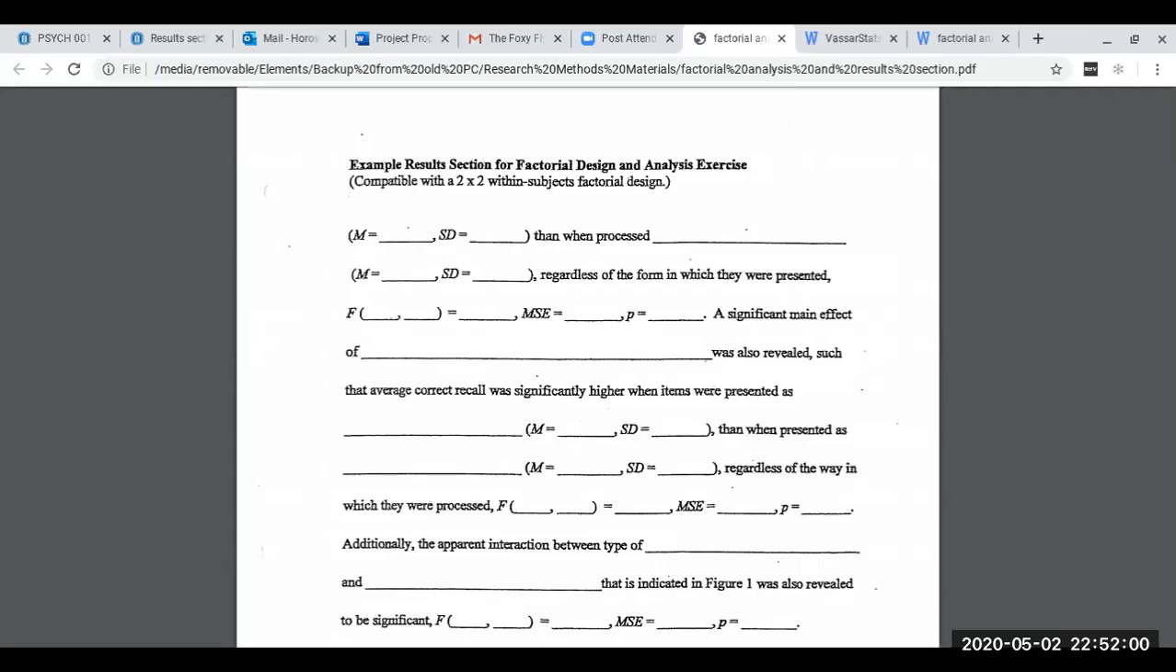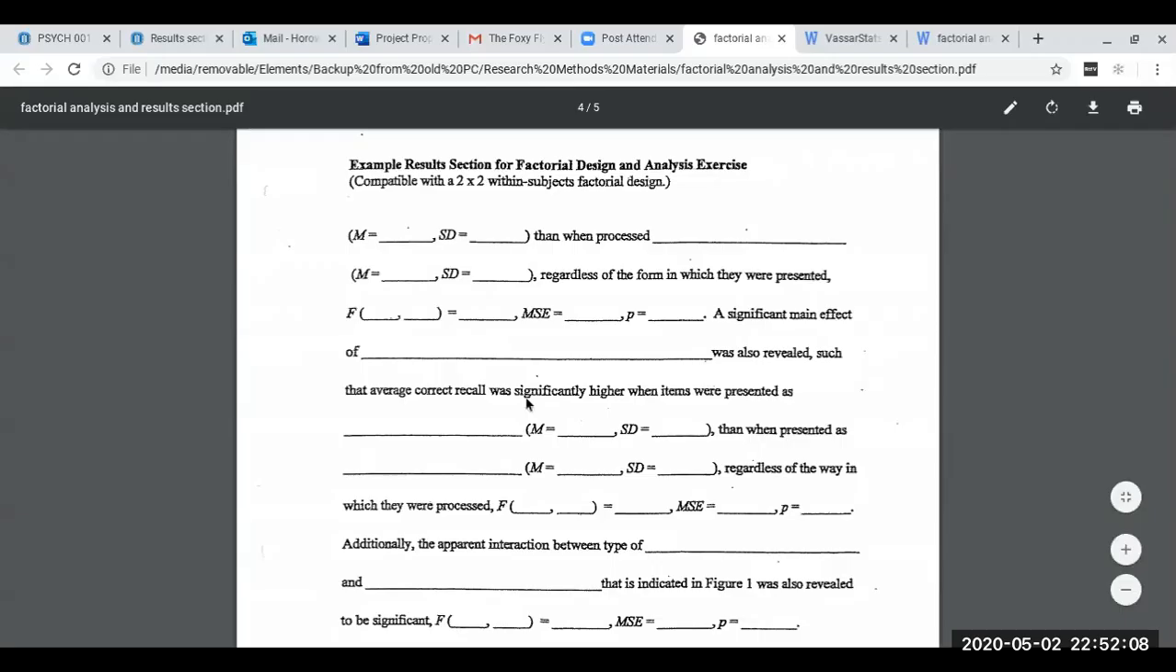What was the other main effect that we found? We found a significant main effect of item type, which was also revealed, such as the average recall was significantly higher when items were presented as, well, it's either going to be words or line drawings. Here's the mean, and what's the lower one? There's the mean, regardless of the way. Here's the F value, 1 and 9. F value, mean square error, P value.